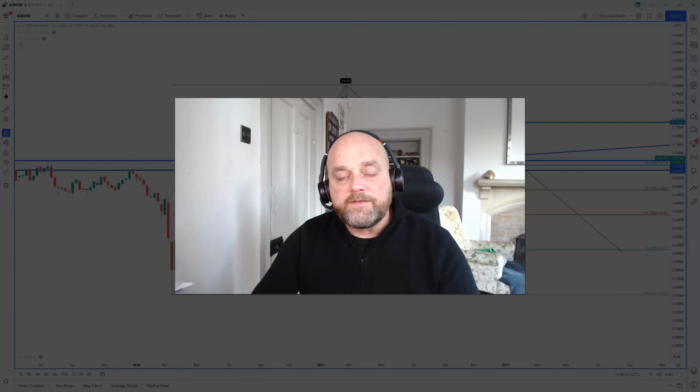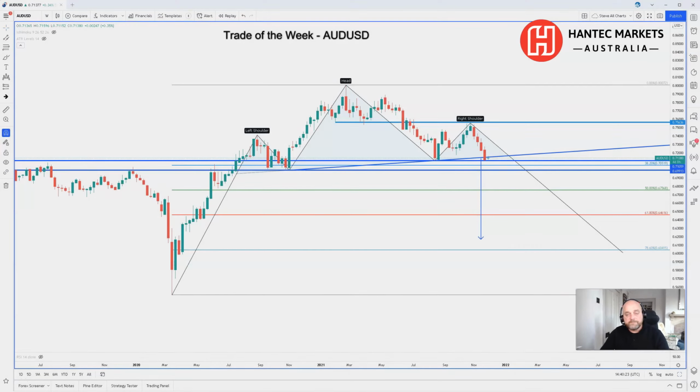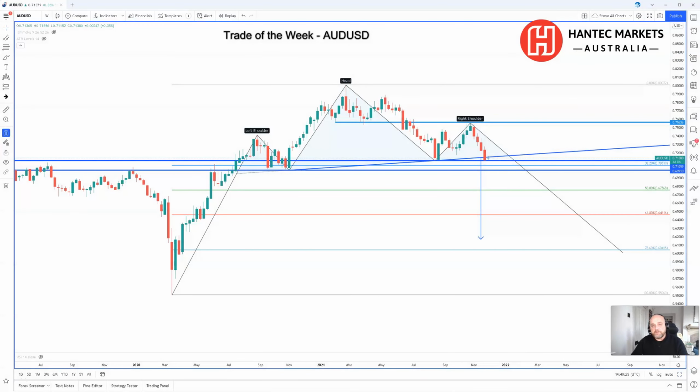It's Monday, the 29th of November, 2021, and the trade of the week this week is Aussie dollar. Now, we're going to break down the different time frames. We're going to start with the weekly chart and look at the technical analysis around that chart and break it down to the smaller time frames to give full color on this.